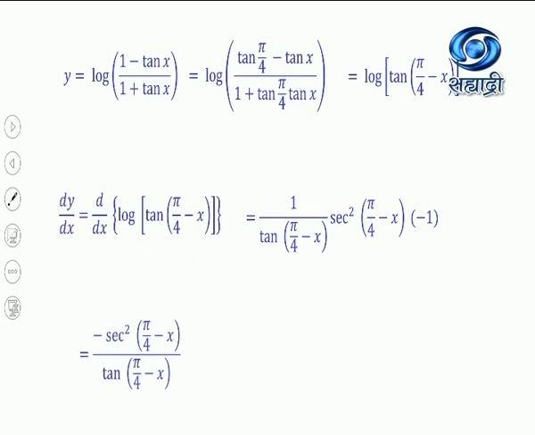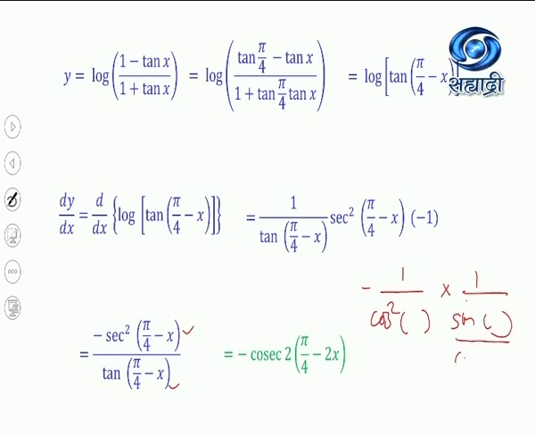Now this is the derivative of this function. Now our next step is, see here, minus sign remains the same, sec square (pi by 4 minus x) remains the same in numerator, and here the denominator is tan (pi by 4 minus x). And now this can be written as, now I can simplify this. See here, minus sec square means 1 upon cos square of bracket. Now this is our bracket. Now what is tan? That is sine upon cos. Sine of bracket upon cos of bracket. So one cos gets cancelled.